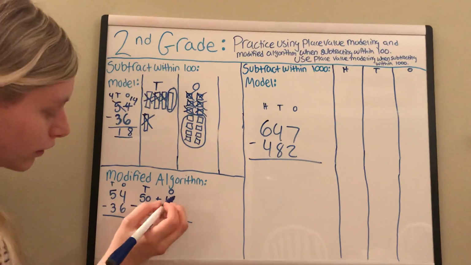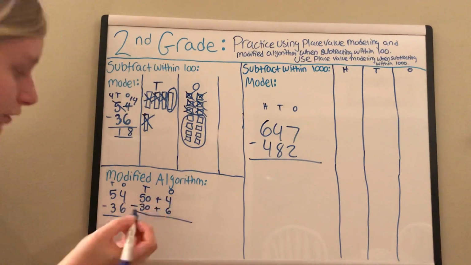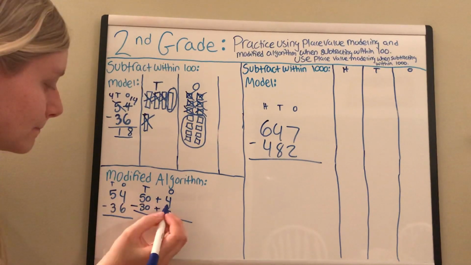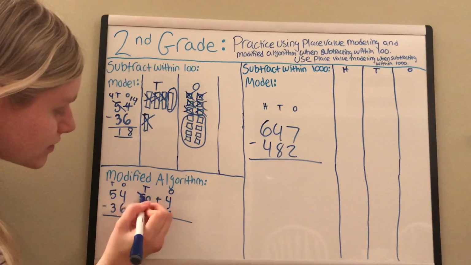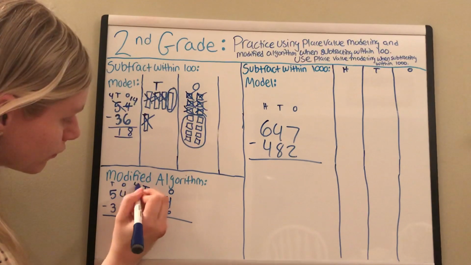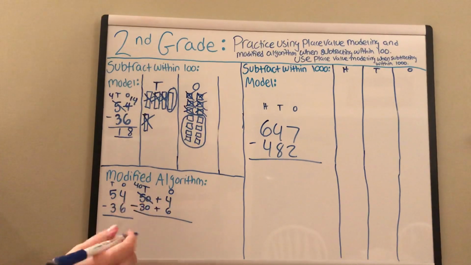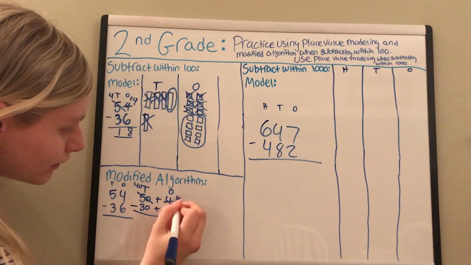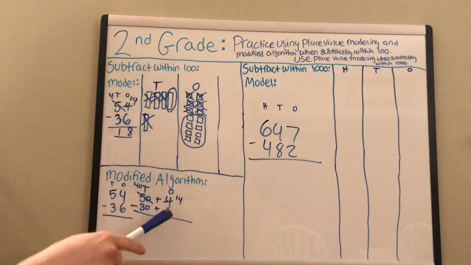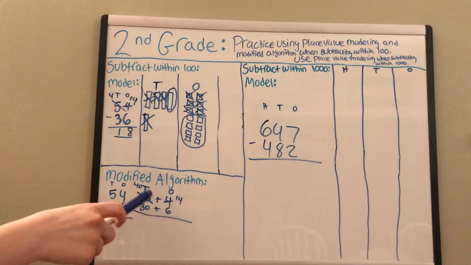So they would go over to the tens column and borrow 1 ten. So this 50 becomes a 40 because they borrowed 1 ten. And then this 4 becomes 14 because if we add 1 ten to 4 ones, we get 14.